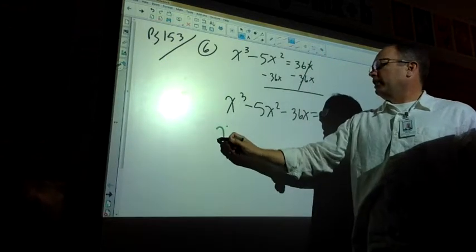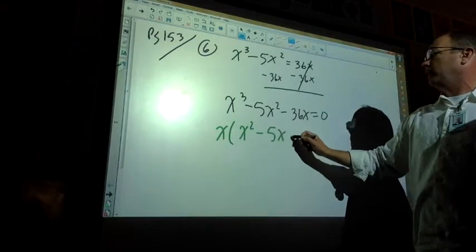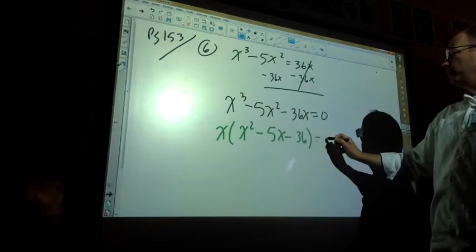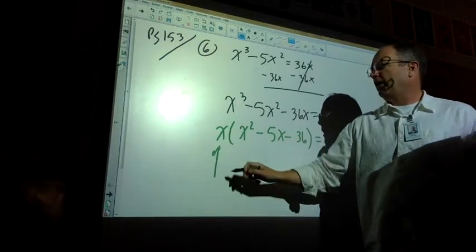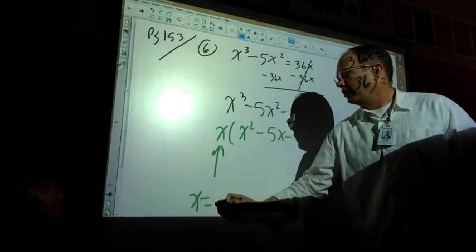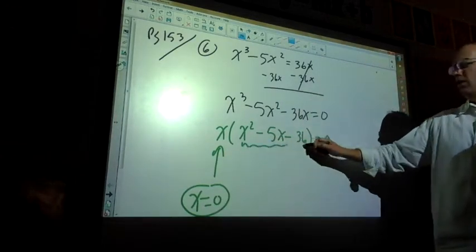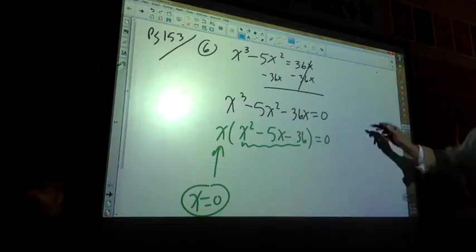So I can factor an x out, and that leaves me x squared minus 5x minus 36 equals 0. So what will this x have to equal? 0. So I have one. That's one of my answers. There's going to be 3 of them. Okay? So then that might factor out. Let's see if it factors.